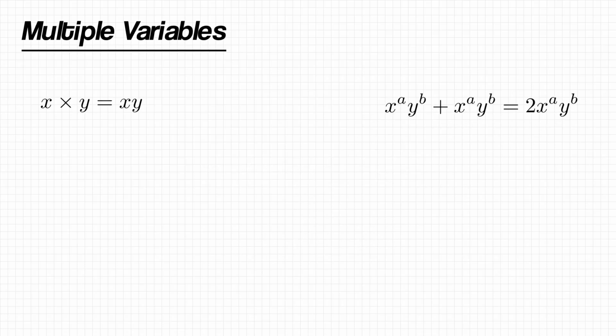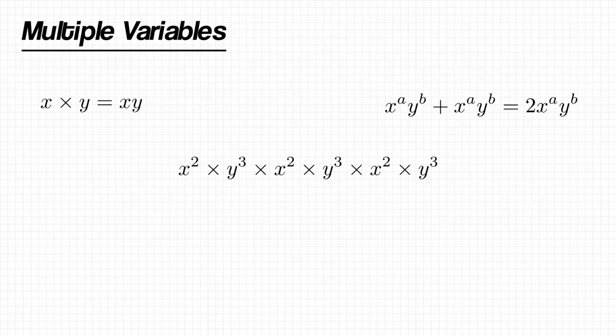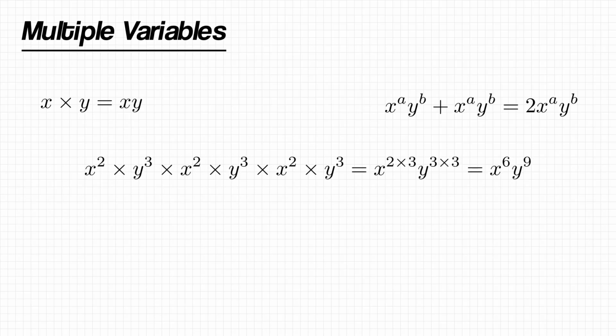Lastly, we need to be able to handle nested powers involving multiple variables. Let's consider x squared y cubed all to the power of 3. Let's rewrite this using the definition for indices. Now we can see there are 3 lots of x squared and 3 lots of y cubed. Using the multiplication rule, we can see this would come to x to the power of 6, y to the power of 9. So in general, when we have nested powers involving multiple variables, we multiply the outer power by the powers on each variable.